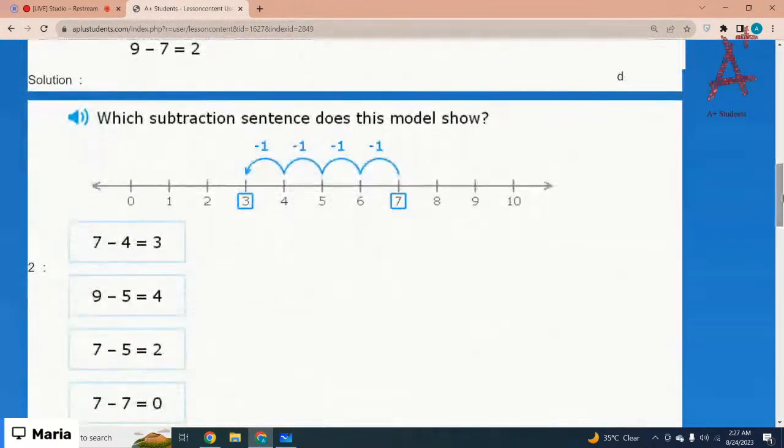Okay, which subtraction sentence does the model show? So which is the correct option? You have 7, right? You go back by 1, 2, 3, 4. You go back by 4. That means 7 take away 4 and you are left with 3. That would be 7 take away 4 equals 3. Option number 1 is the correct option. 7 take away 4 equals 3, right?